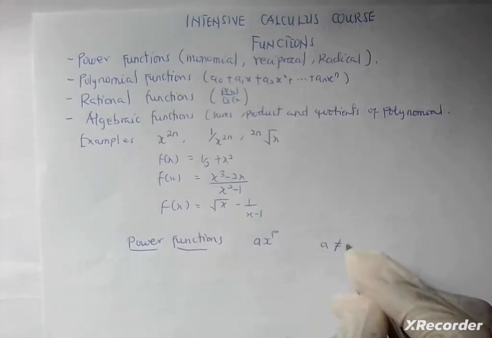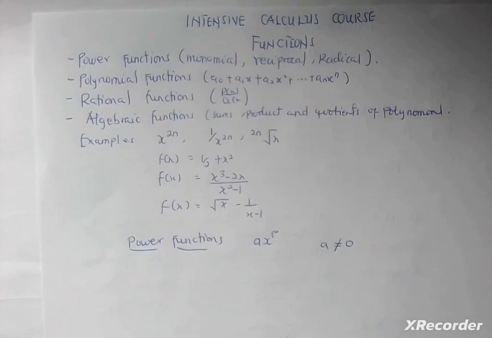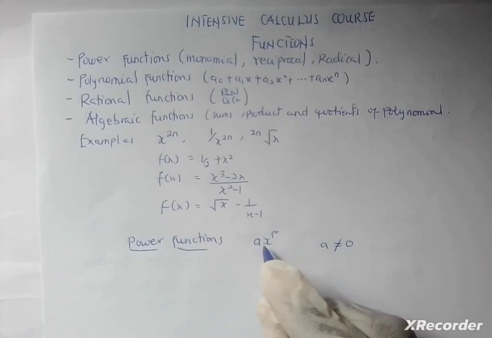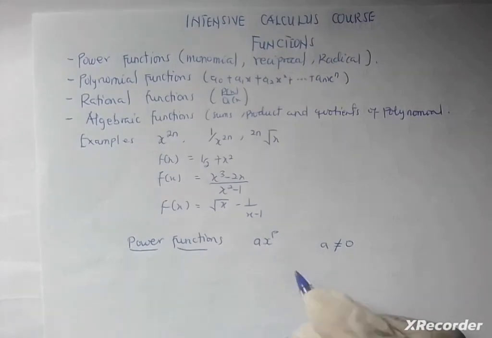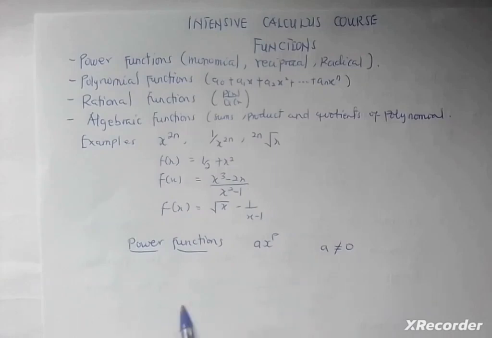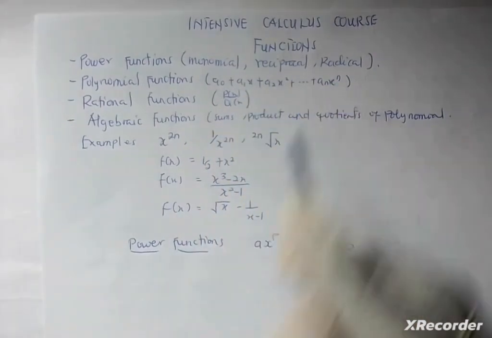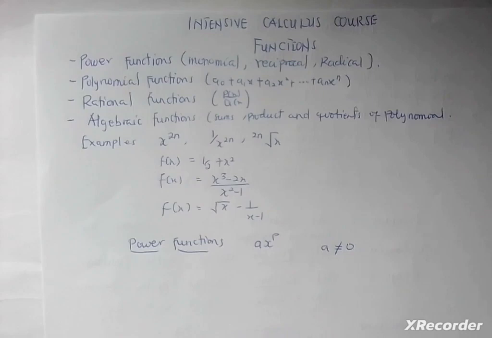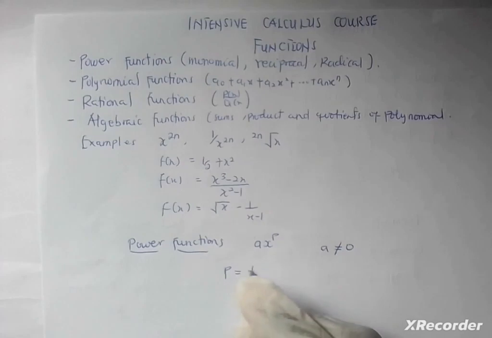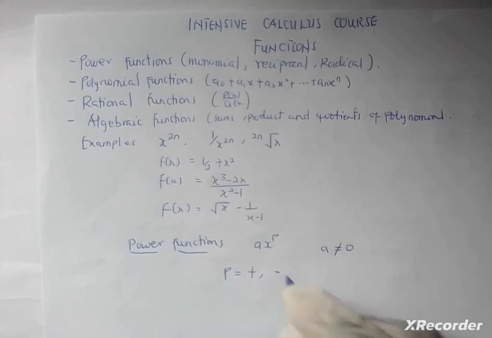Now, take note, a can never be equal to 0. If a is 0, our function becomes a constant function. So every power function is represented in the form a multiplied by x to the exponent p, where a is not equal to 0. And for power functions, we have different types under it. We have the monomial, the reciprocal, and the radical. These types arise from the nature of the exponent. P can be positive, negative, or rational.